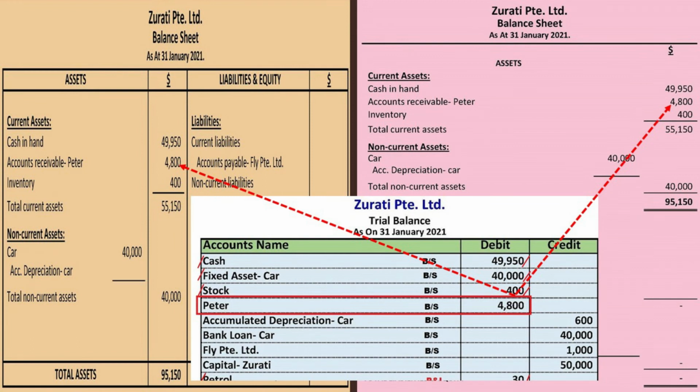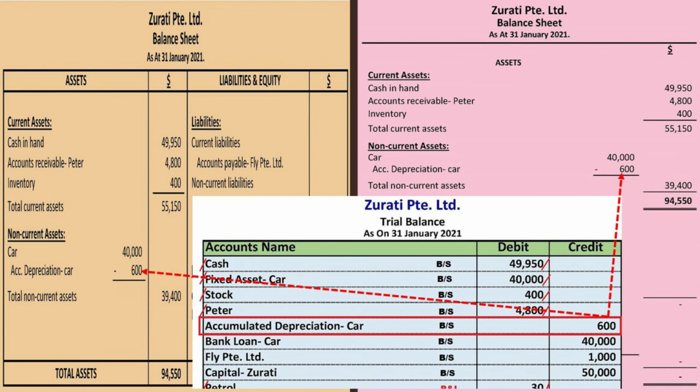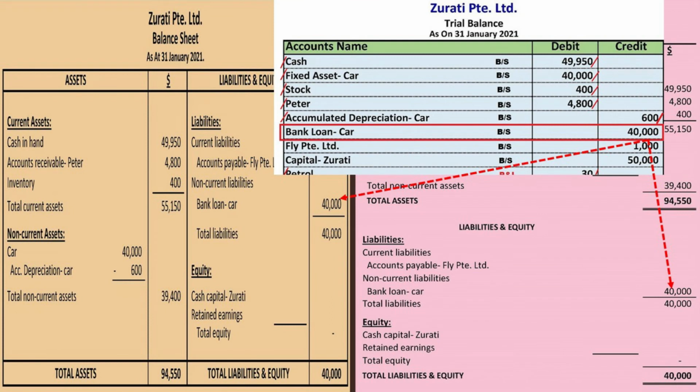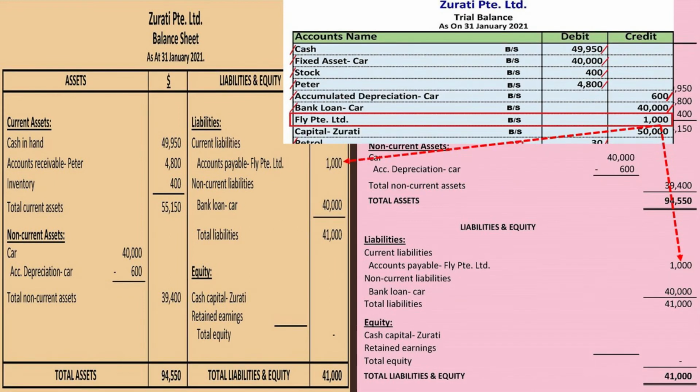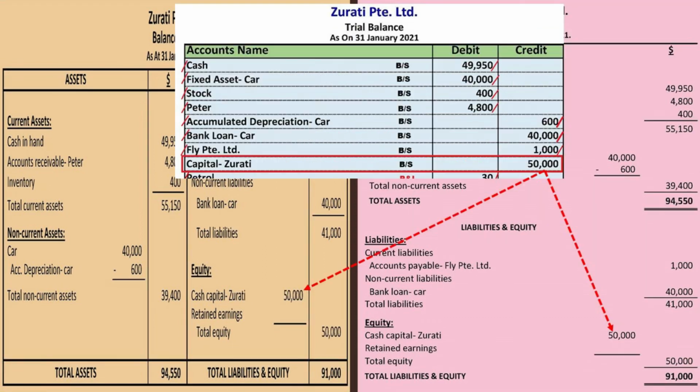Next, transfer the debtor Peter as accounts receivable amount $4,800 to current asset. Next, transfer accumulated depreciation car $600 to non-current asset. Next, transfer bank loan car $40,000 to non-current liabilities. Next, transfer creditor Fly Private Limited amount $1,000 to current liabilities. And the last figure from the trial balance, transfer capital Zurati amount $50,000 to the equity component.